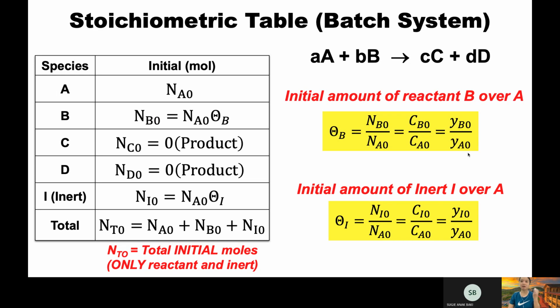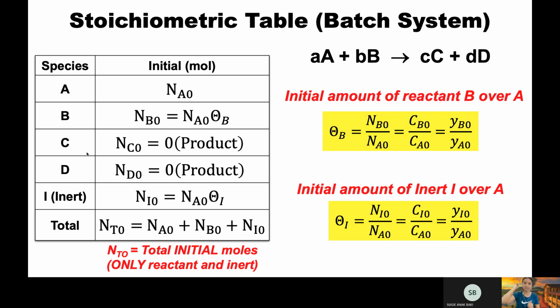So when you get that theta B, you multiply it with NA0. Say you calculate theta B as 1. Earlier I said NA0 is 5, right? So 5 multiplied by theta B of 1, so NB0 is also 5. That means the initial moles of A is 5 moles, and the initial moles of B is also 5 moles. Okay, done. Next, C and D.